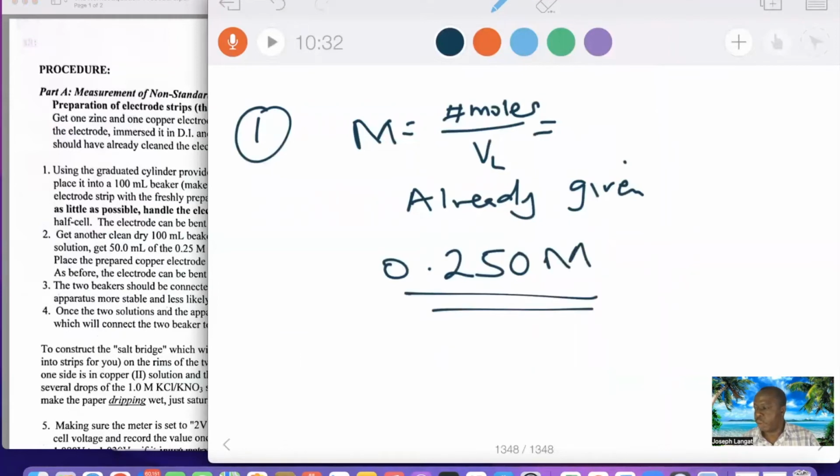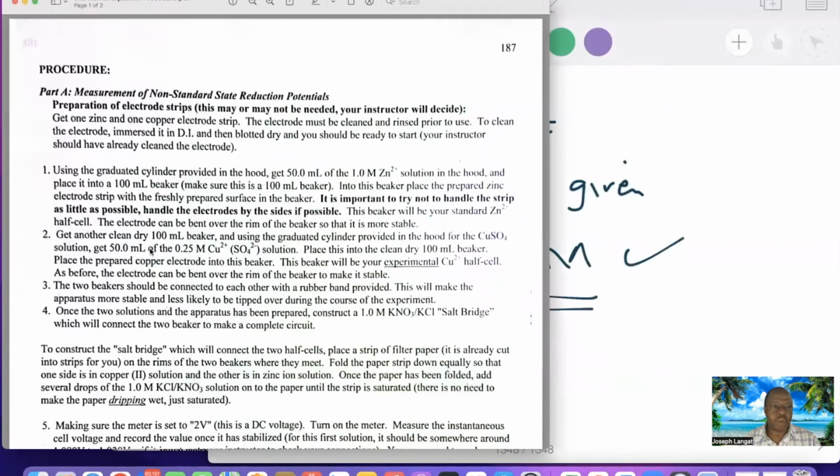For line one, you have that, because of what? Right here. The first thing you need to do is get 50 ml of solution. This is how you just have to identify. This is 0.025 molar copper 2 ion.